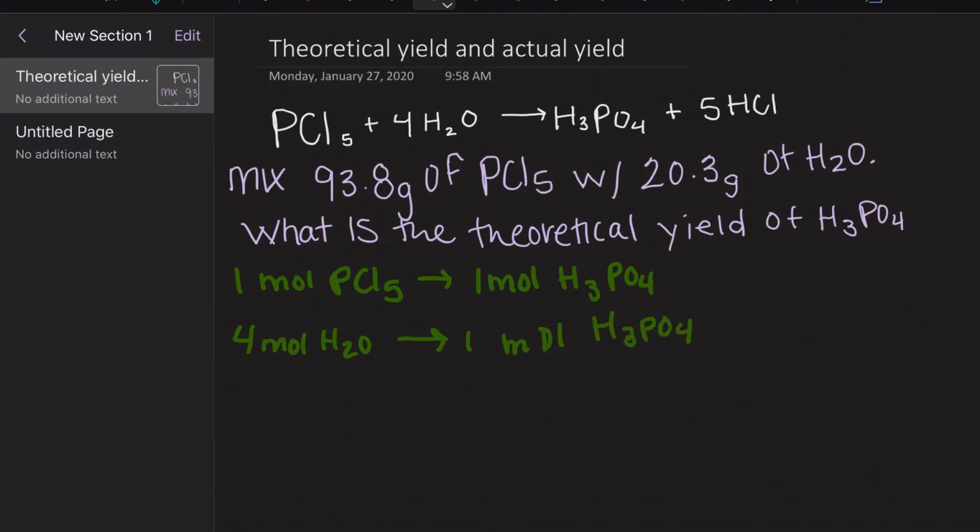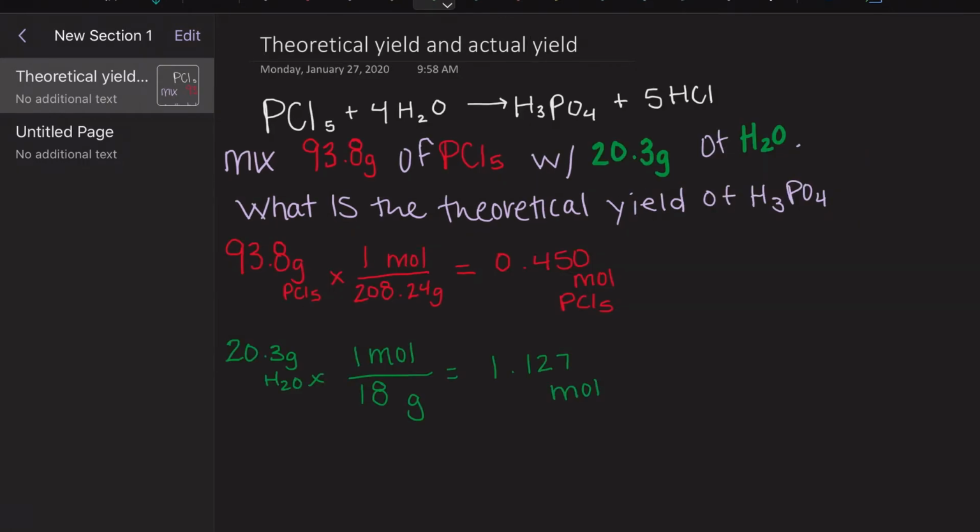So to do a problem like this, we would start by finding the moles of each of the reactants, because we need to know what the limiting reactant is. So I'm going to go ahead and throw the math up there for that right now. So now that we have these calculations up here, we know the moles of both. So we can see that we had 0.450 moles of PCl5 and 1.127 moles of H2O.